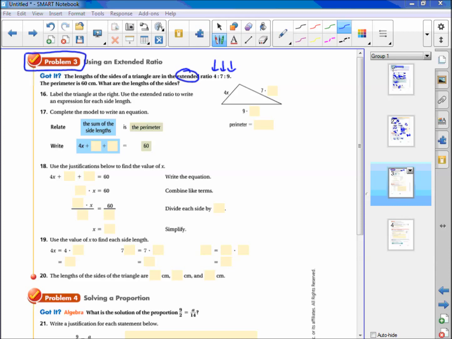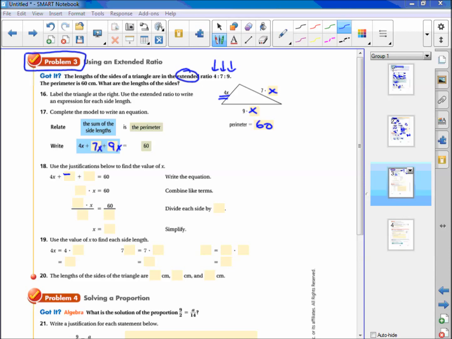So one of them is done for us. The extended ratio was 4 times x. We don't know the actual constant we're going to multiply by, so we let an x be there. And then we're going to have 7x and 9x, but we do know the actual perimeter is 60. All right, so complete the model to write an equation. So the sum of the lengths of the sides is, of course, the perimeter. So if you add up all 3 sides of the triangle, you get the perimeter. So this is going to be 4x plus 7x plus 9x equals 60.